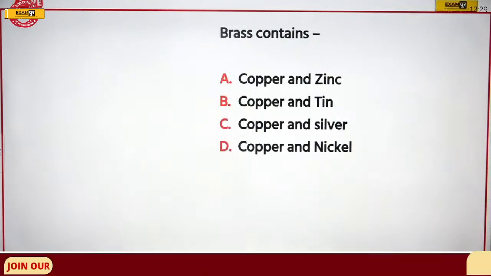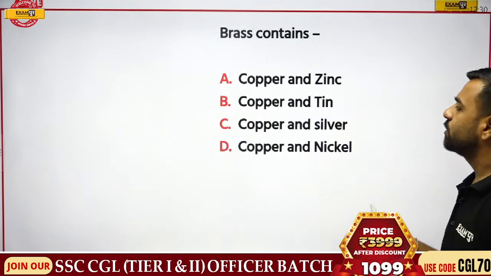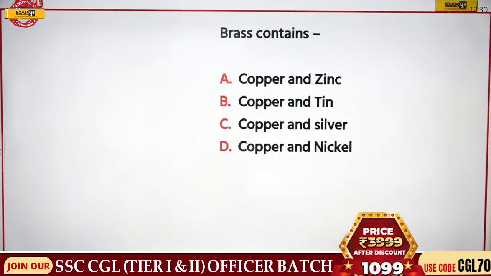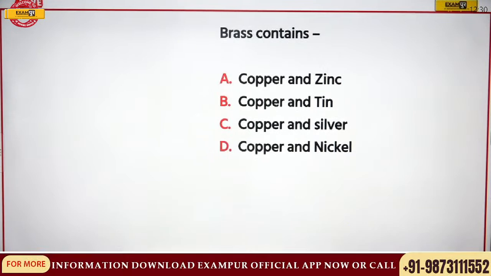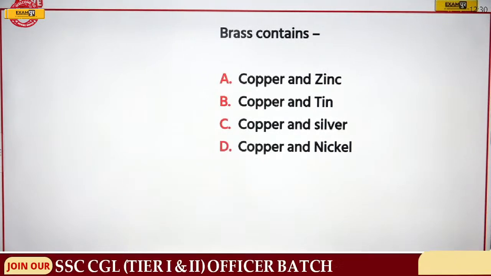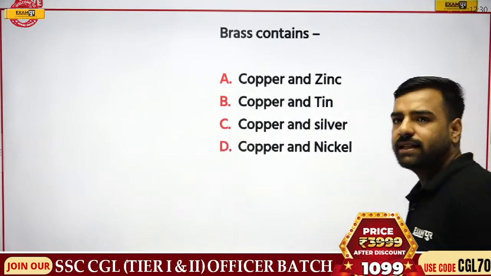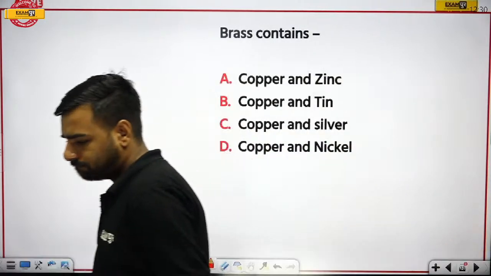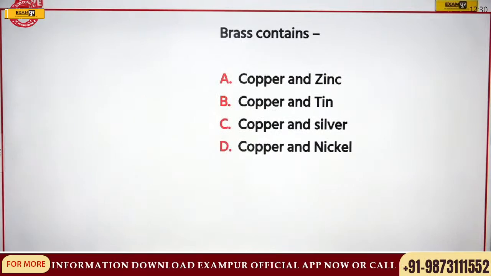Next, brass contains what? So brass is consisting of what? So is it copper, tin, copper, silver, copper, nickel or copper, zinc? What is the correct answer? Answer please.